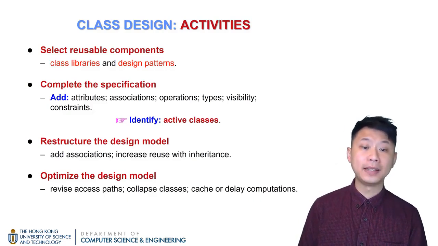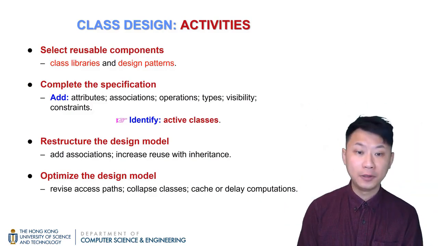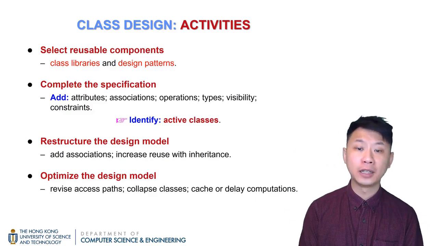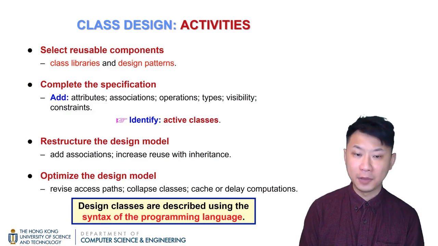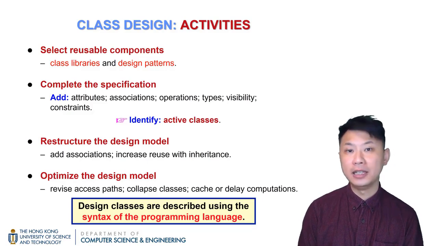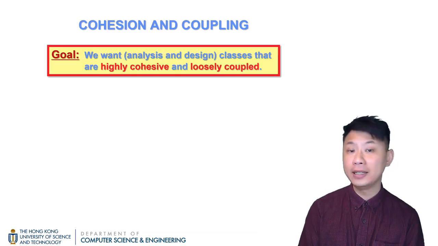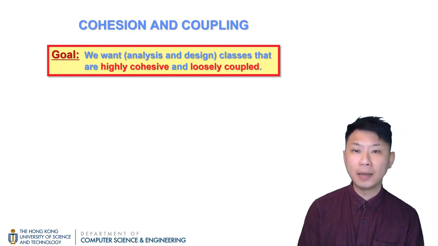And you also have to optimize the design model. For example, whenever you have a cycle in your class diagram, then you may have to revise the access paths, or collapse multiple classes into a single class, or cache or delay some of the computations, etc. And notice that these design classes are described using the syntax of the programming language, just like the classes that you have seen in your object-oriented class. And when you come up with all the classes, you should also make sure that the classes are highly cohesive and loosely coupled. So what do we mean by cohesion and coupling?